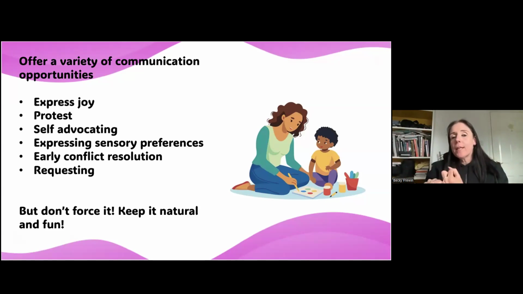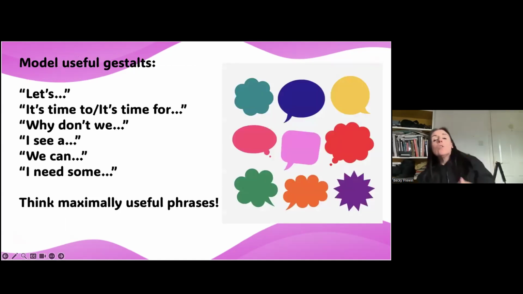So we're also thinking about communication opportunities to self-advocate. So offering a variety of snacks and asking them to choose what they would like, expressing their sensory preferences, requesting. But remember, don't force anything. Keep it natural and keep it fun. Just bear in mind, are you providing a breadth of opportunities for the children to communicate in different ways? You can at this point start to model useful gestalts.